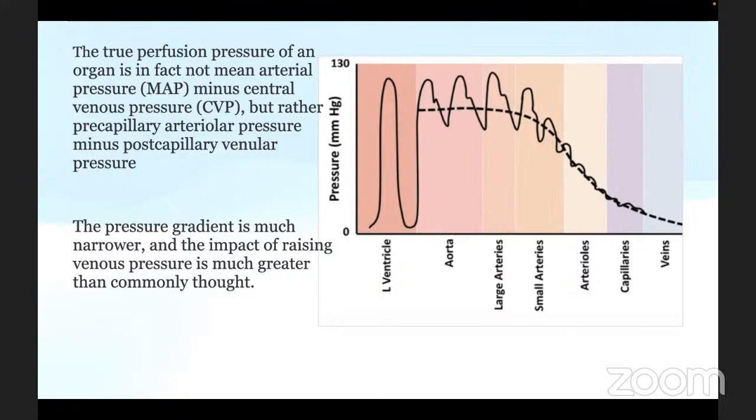As a common notion, we take mean arterial pressure minus CVP to give us the end organ perfusion pressure, but that is not true, as you can see in this picture, because at the level of arterioles and veins, the pressure difference is minimal. So if there is any increase in pressure on the venous side, even a slight increase can lead to a drastic change in the amount of perfusion the end organ receives. The pressure gradient is much narrower, and the impact of raising venous pressures is much greater than is commonly thought.